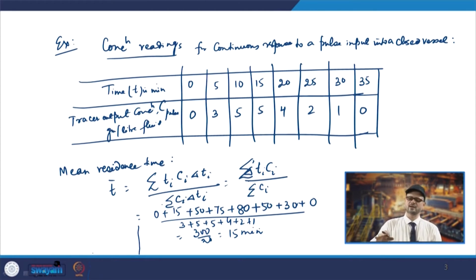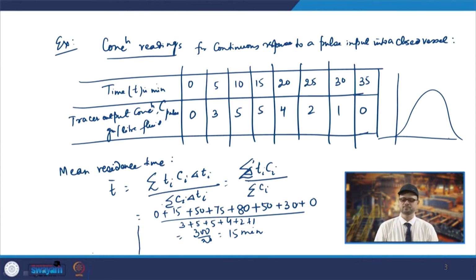And also you can plot the RTD. So, you have at 0 it is 0, then at 5 you will have 3. So, you can have that value also, and what you see is that you will get some similar kind of curve. So, at the different times you will have the values coming, and this way you can have the plot of the RTD curve.